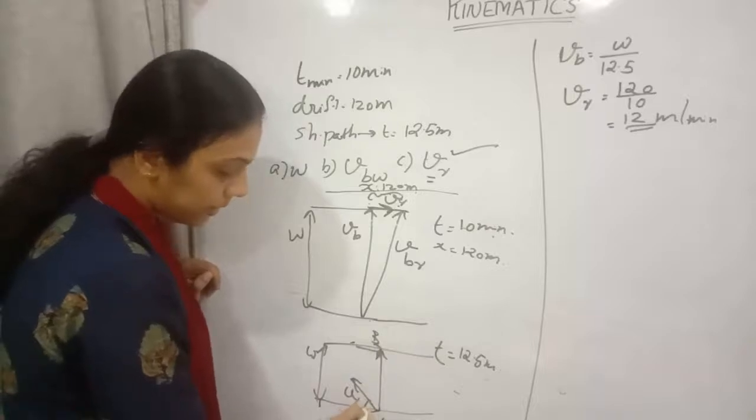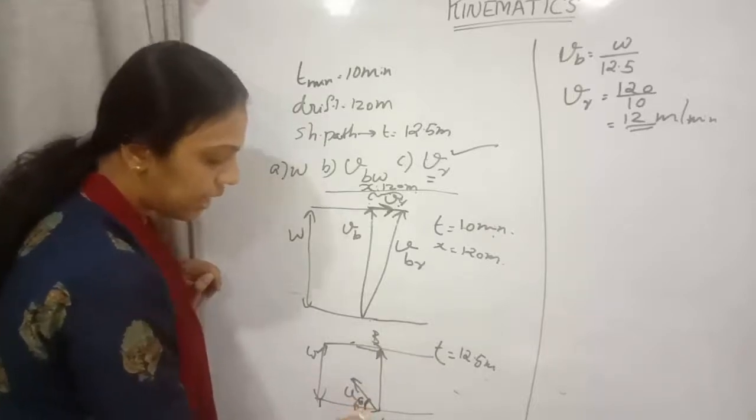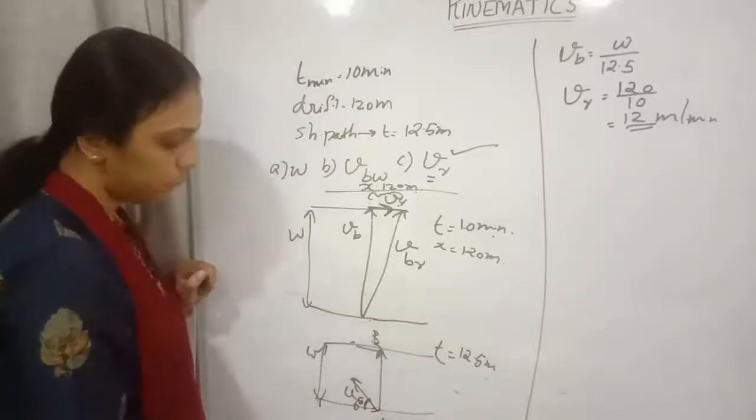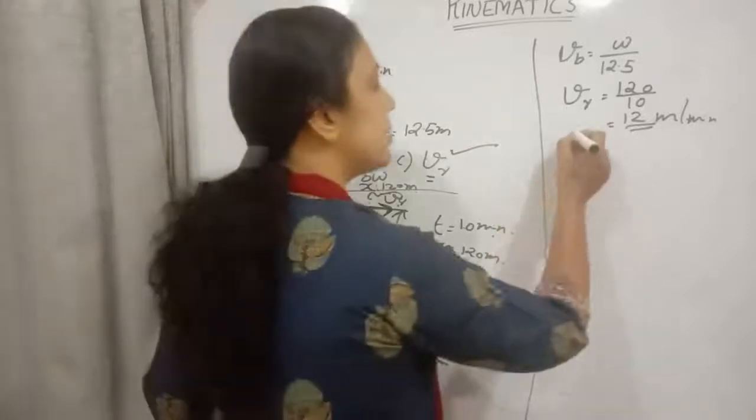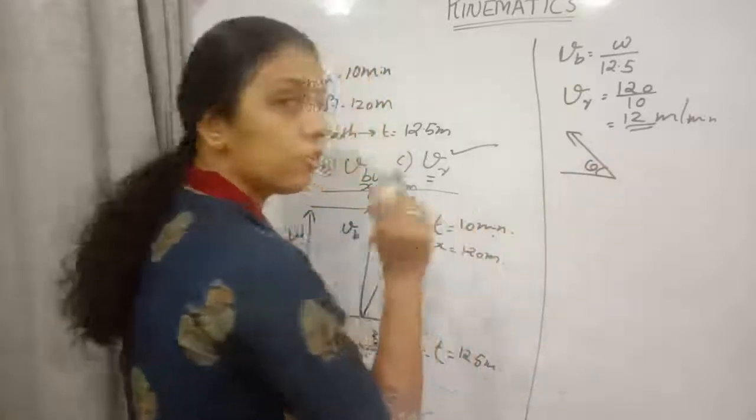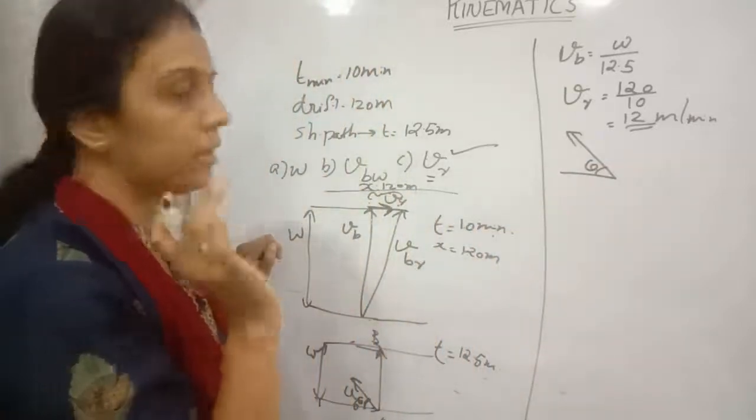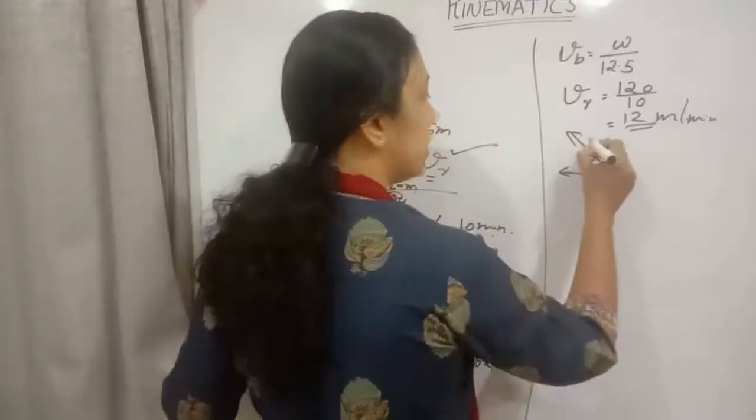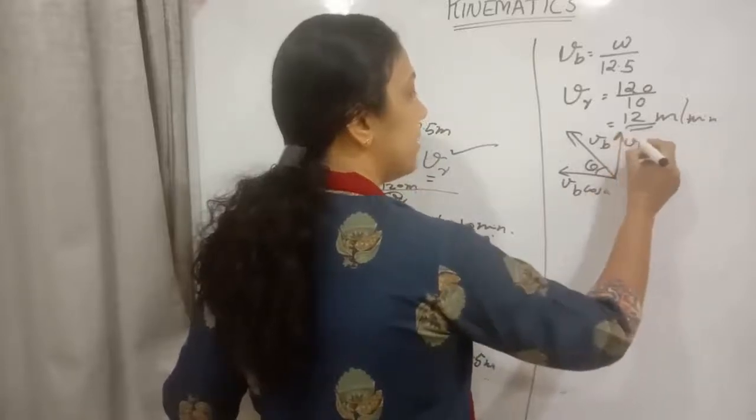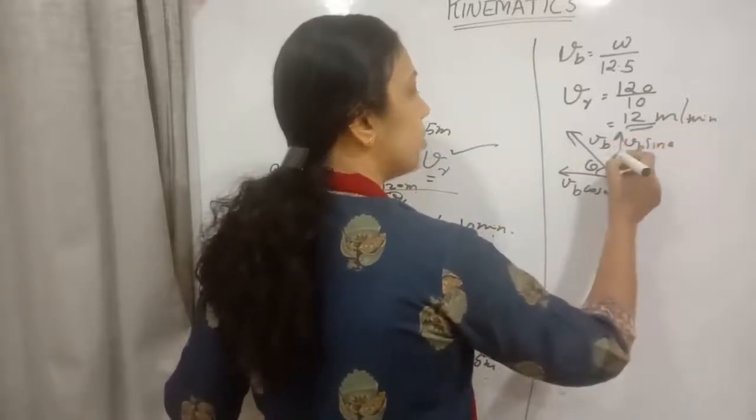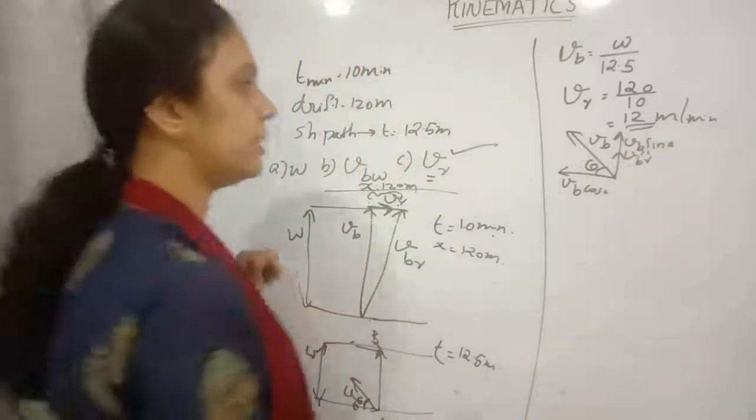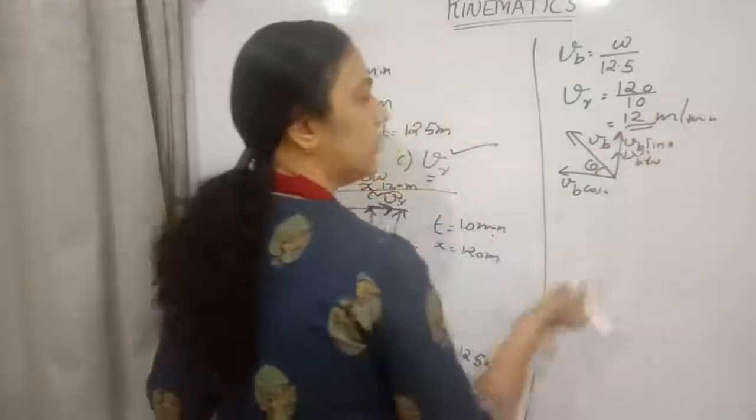Now we are going to consider this one. The velocity of the boat is making an angle theta with respect to the horizontal, in the case of the shortest path. Then I divide it into components: this is VB cos theta and this is VB sin theta. So the velocity of the boat with respect to river, or with respect to water, will be equal to VB sin theta.